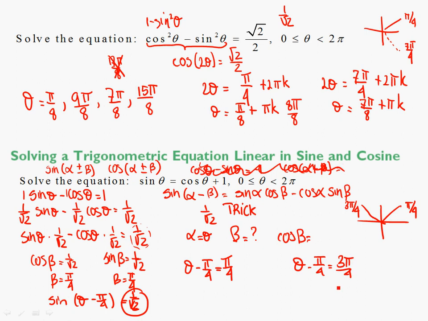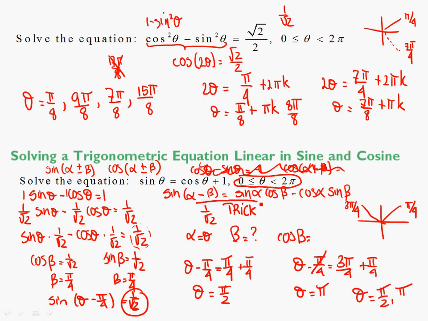Are you guys okay with that part? Then solve. Theta would be pi over 4 plus pi over 4, which is pi over 2. And I don't have to worry about multiples here because I only have one theta, so anytime I add 2 pi to this, I get too much anyway. And here, when I add pi over 4 to get rid of that one, I get theta is equal to pi. So the two answers are pi over 2 and pi. And it all comes from this nasty little trick over here.